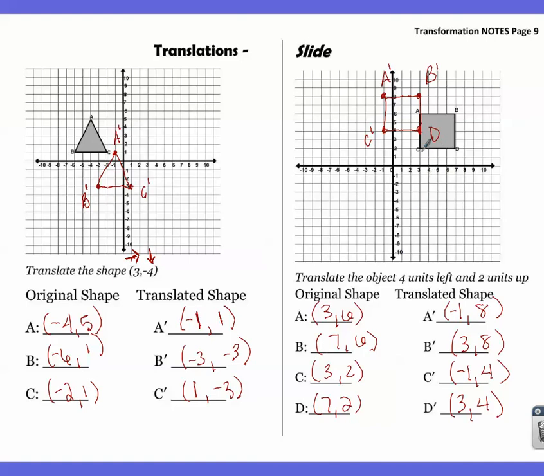It is okay that your shape is in different quadrants. For example, this one shares quadrant 1 and 2, and this triangle shares 2, 3, and 4. That's okay. That just means you need to be careful with your signs on your coordinate points. Turn the page.